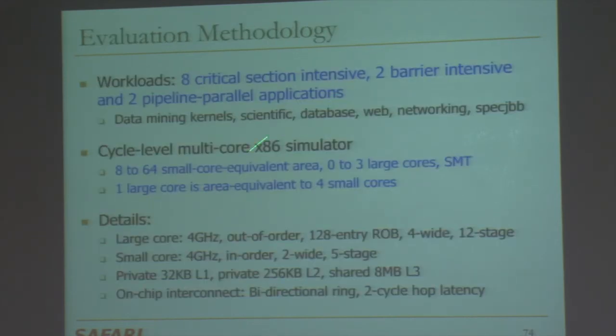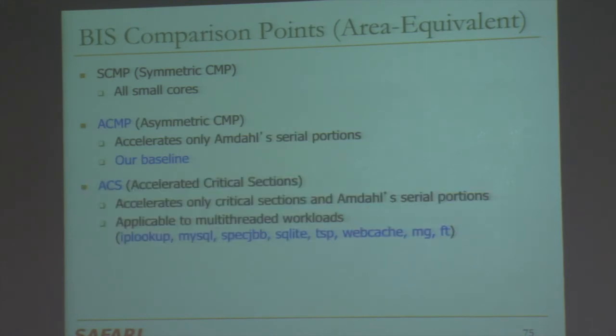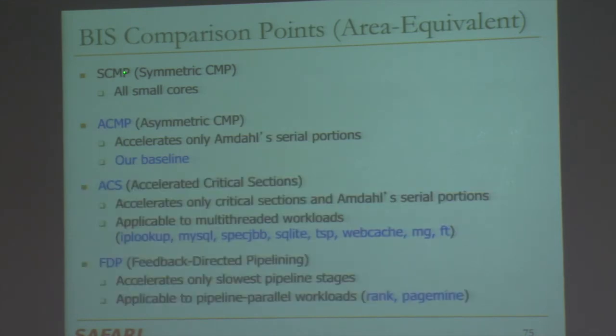OK, so these are, again, very similar to what we've discussed earlier. We have a bunch of different workloads, 8 critical section intensive, 2 barrier intensive, and 2 pipeline parallel applications that look like this. Again, a cycle level multi-core simulator. And I'll continue. Basically, these are the comparison points. You've already seen symmetric multicore, asymmetric multicore. That's the baseline. Accelerated critical sections. And FDP is the software library that I discussed. It accelerates the slowest or lowest throughput pipeline stages. It's applicable only to pipeline parallel workloads. It's applicable to multi-threaded workloads.